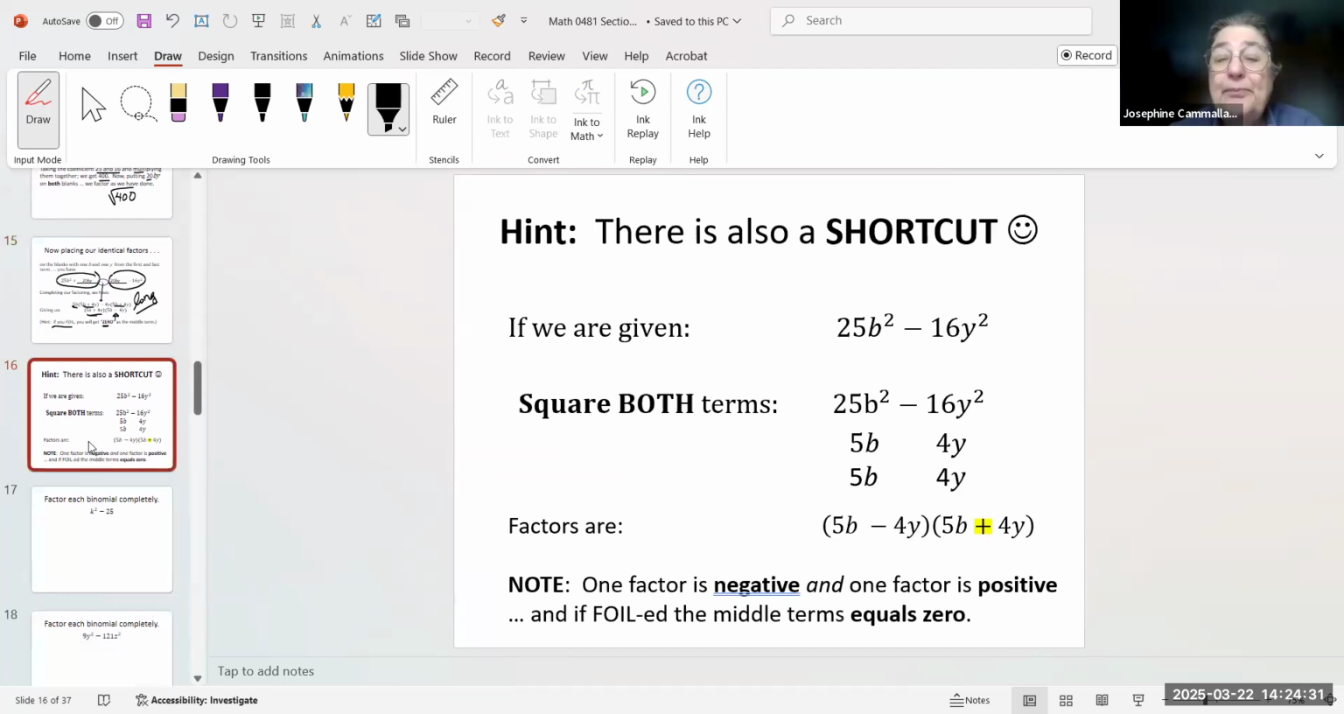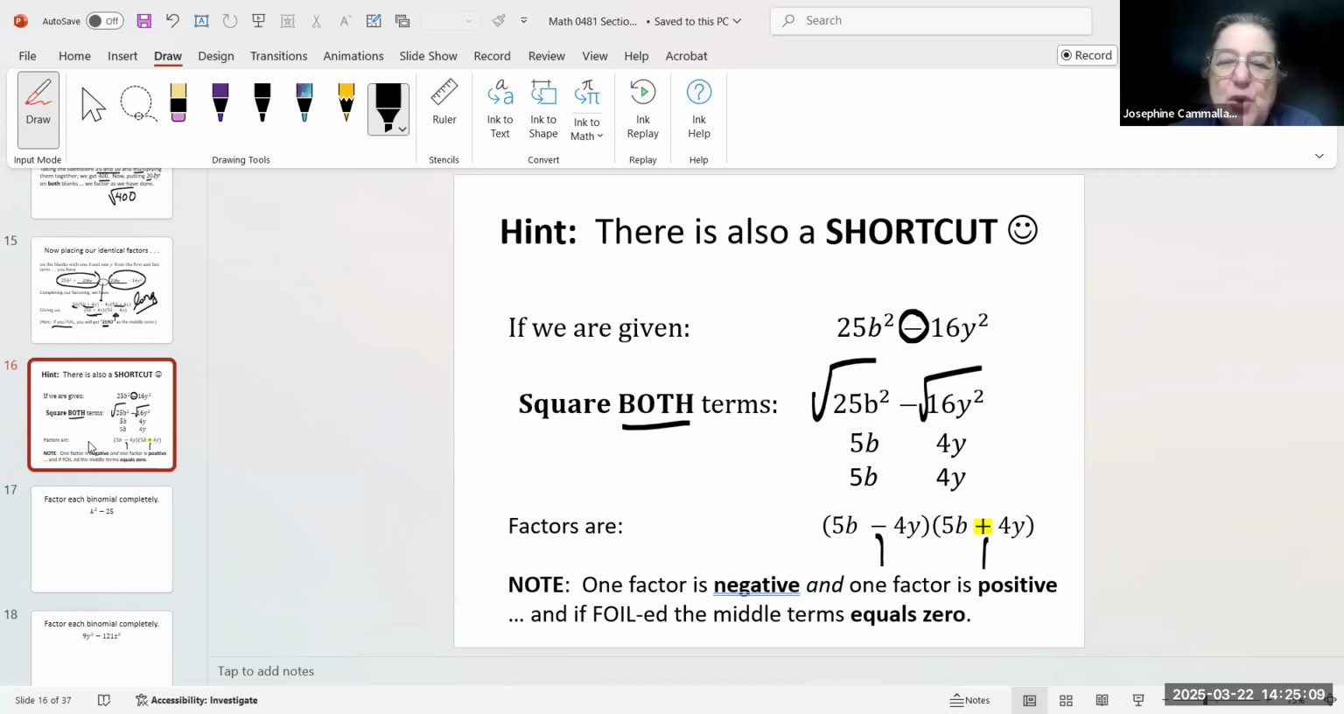Okay, here we go. First off, I have a minus sign in the middle. That should immediately tell me that one parentheses is negative, one parentheses is positive. And just like I did before, the square of both terms, and they both got to work. They both must work. If 25 was a 30b squared, it doesn't work. It only works if it can be squared or have identical factors.